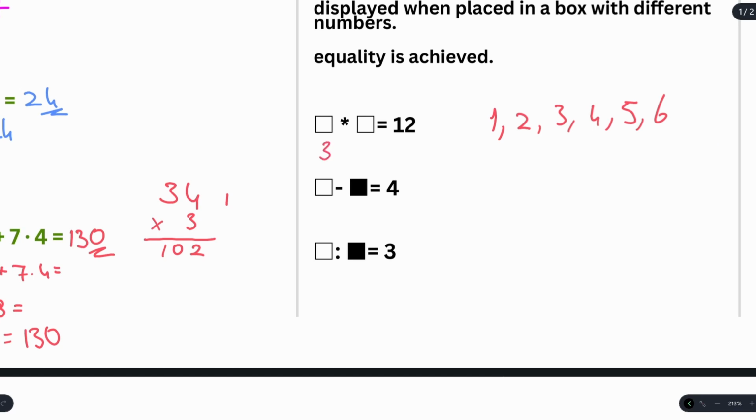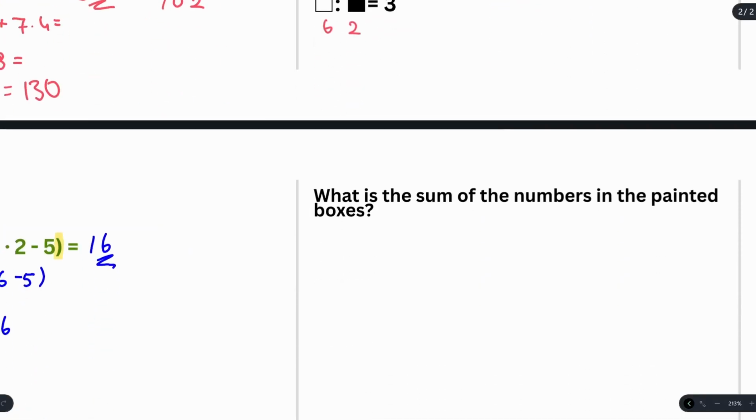Let's here try 3 times 4. And now we use 3 and 4. Here we can try 6 and 2. And 3 and 1 wouldn't work. We could try 5 minus 1. Okay, and then 6 divided by 2. Now it works. We used all the numbers and we found that this box is 1 and this box is 2. The question was asking what is the sum of the numbers. 2 plus 1 is 3.